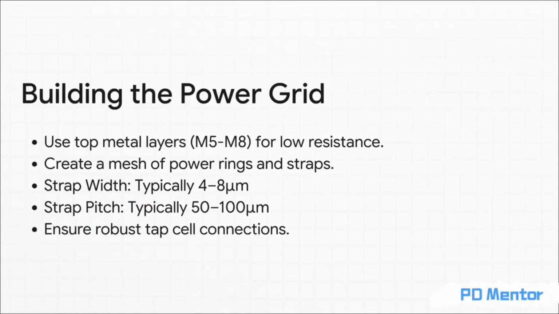We build this grid using the thickest, highest metal layers available. Why? Because they have the lowest resistance. You can think of them as the huge, high-capacity power lines you see out in the real world. We create a mesh of power rings around the edge of the chip and then run power straps across the core. This whole setup makes sure that power gets delivered evenly to every single part of the chip, preventing any voltage drops or what you might call brownouts in our city.